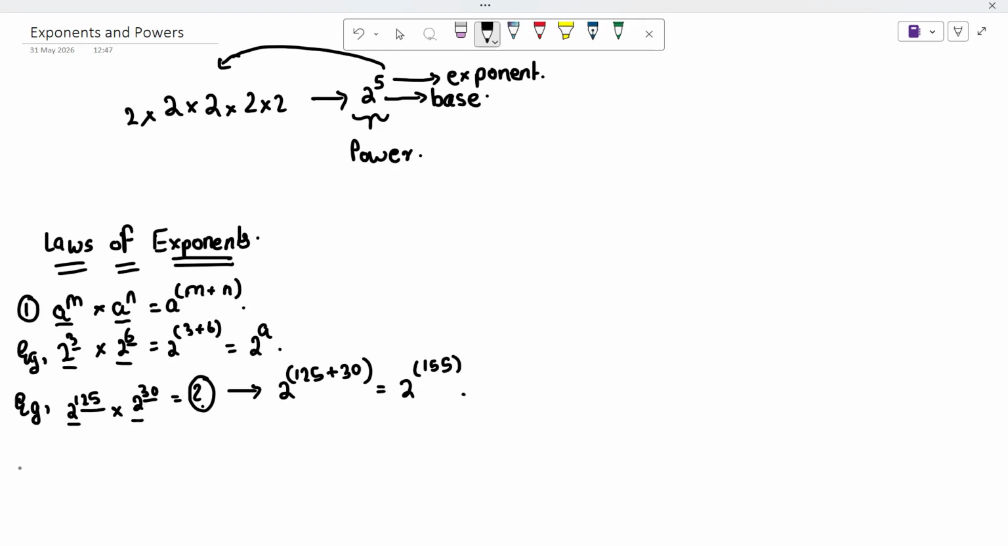Okay, very nice. Now let me give you another example. What if we have a negative exponent? Let's see. 2 power 7 into 2 power minus 10. Now you don't have to panic about the negative exponent. You just have to use the law clearly. The bases are same. Just use the law. 2 power 7 plus minus 10.